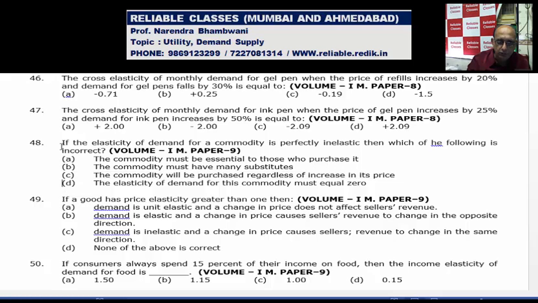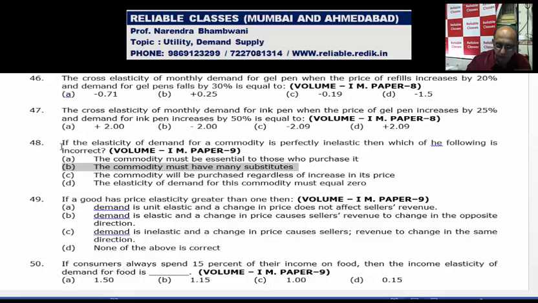The elasticity of demand of the commodity must be equal to 0. Yes, there is no change in demand. It is equal to 0. So this is an incorrect statement. Option B is the answer. I think in the answer key it is given as D. Please make it B is incorrect. Definitely B is incorrect. Okay.